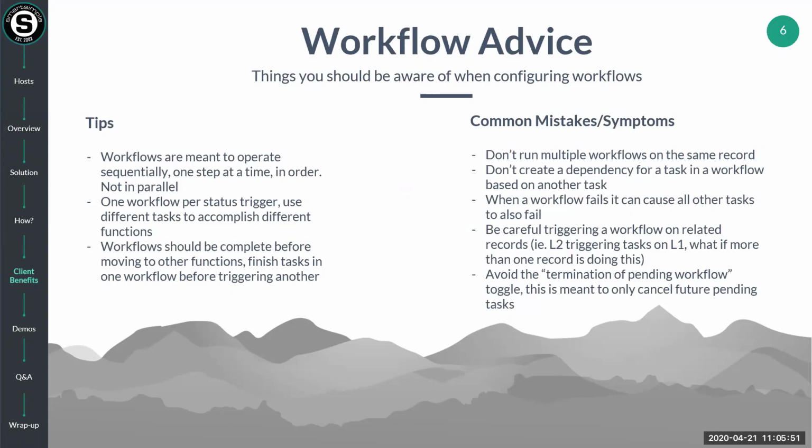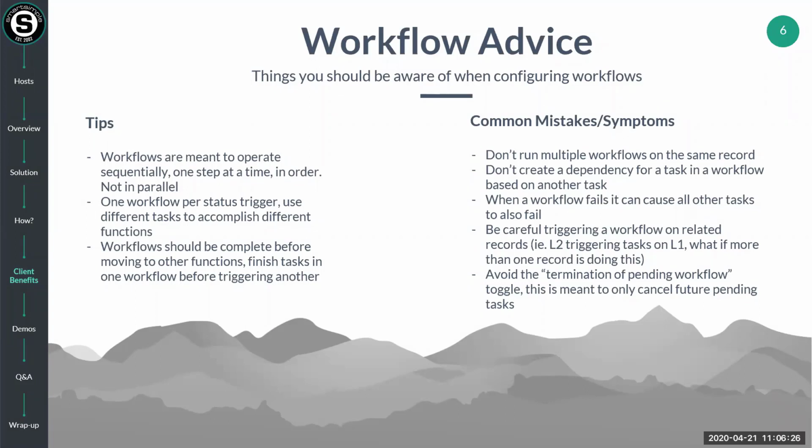So, common mistakes. The first one is probably the biggest problem. You don't want to run multiple workflows on the same record. So how can you do that if you can only have one workflow per status trigger? Let's say I have a workflow that starts on the submit action. I submit my record from draft to submit, the workflow fires, and it does its steps. What you don't want is, if there's a task in the workflow where you can link to another workflow, for that second workflow to also do work on the record that triggered it.